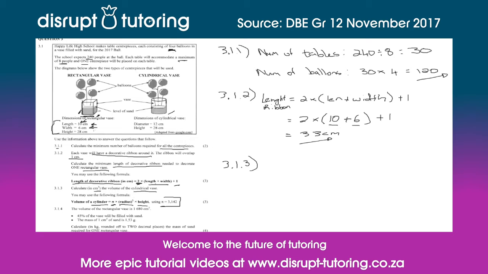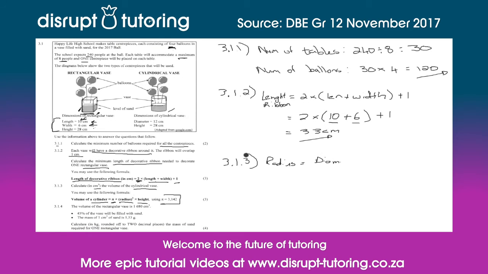So the first thing we need to do is calculate what the radius is. So radius is half your diameter. So radius will equal your diameter divided by 2, which equals, so they've told us here that the diameter is 12 centimeters. So it will be 12 divided by 2, which gives us 6 centimeters. So that's what the radius equals.